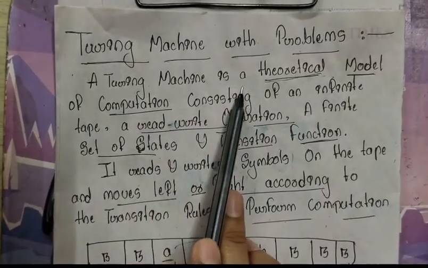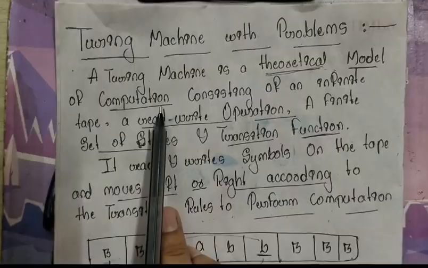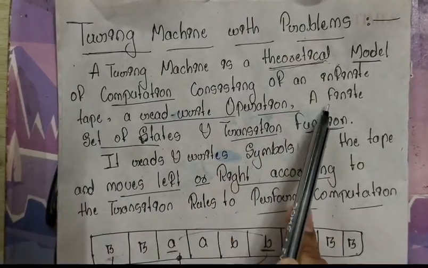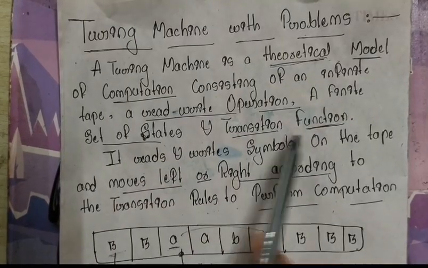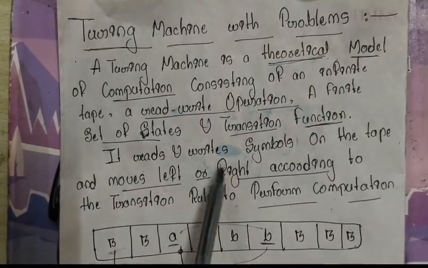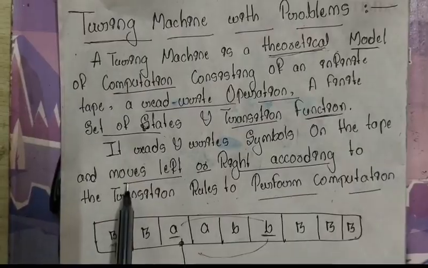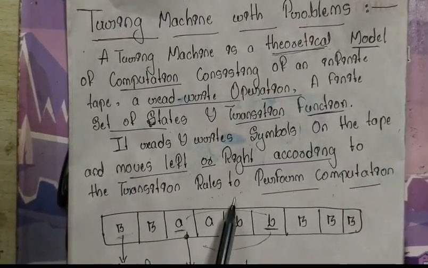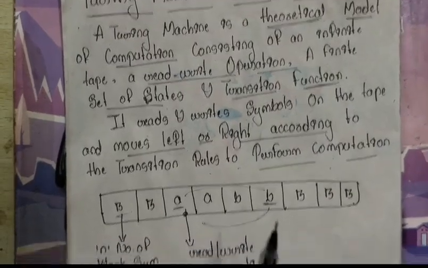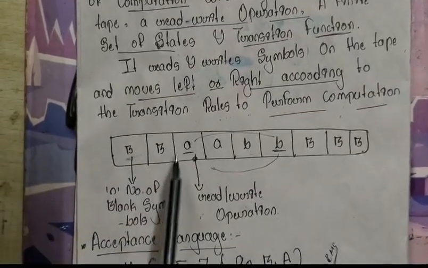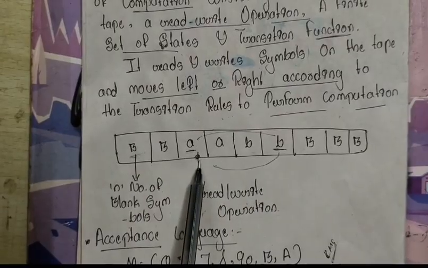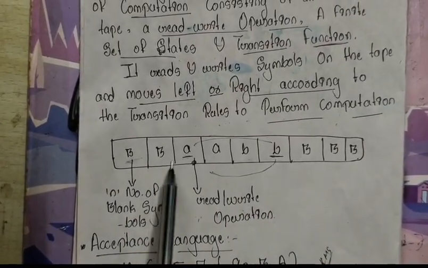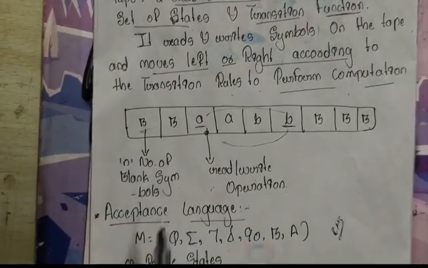A Turing machine is a theoretical model of computation consisting of an infinite tape, a read-write head, a finite set of states and a transition function. It reads and writes symbols on the tape. It moves left and right according to the transition rules to perform the computation. This is our tape, which holds the string. Before the start of the string and after the end of the string, we normally use the blank symbol.